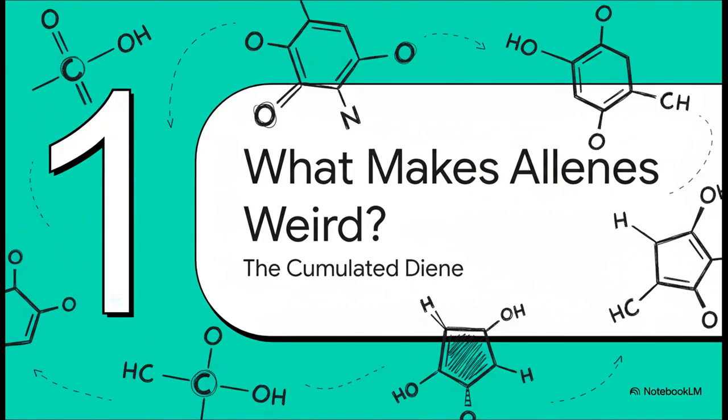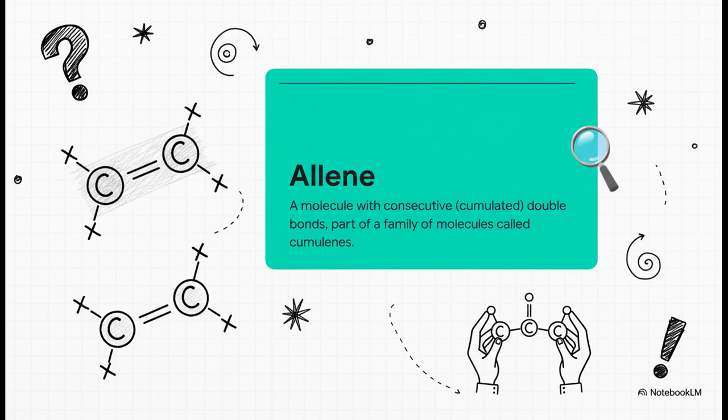first major clue. Right, so cumulated is really just a fancy way of saying the double bonds are stacked right on top of each other. Bam, bam, no space in between. This is totally different from the conjugated systems you're used to, where they're separated by a single bond. And this unique, consecutive arrangement, well, it's the source of everything weird and wonderful about this molecule.